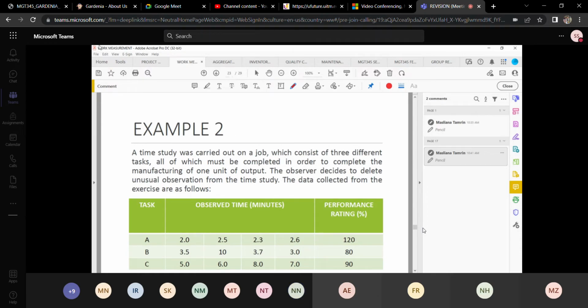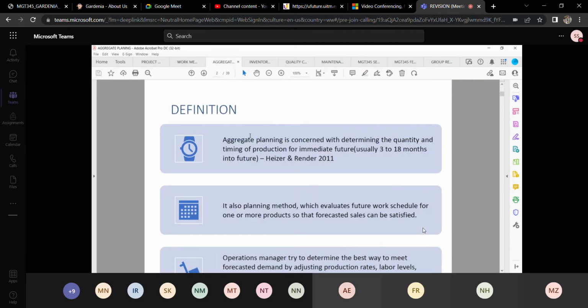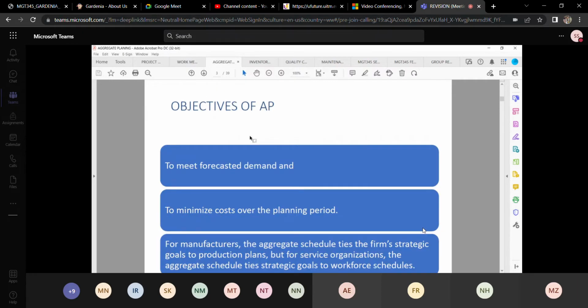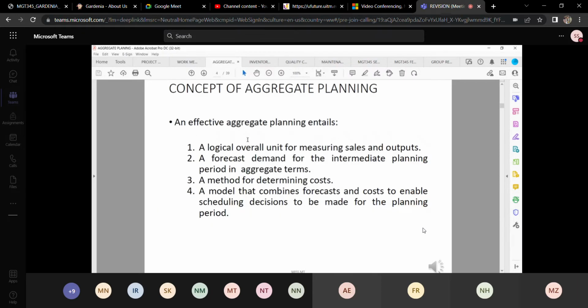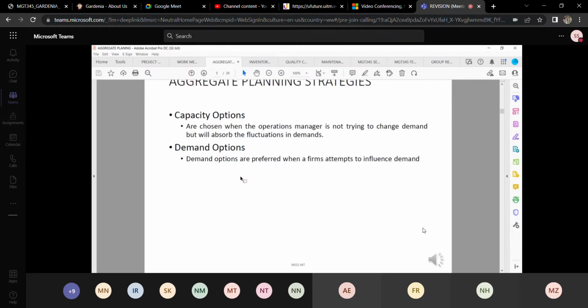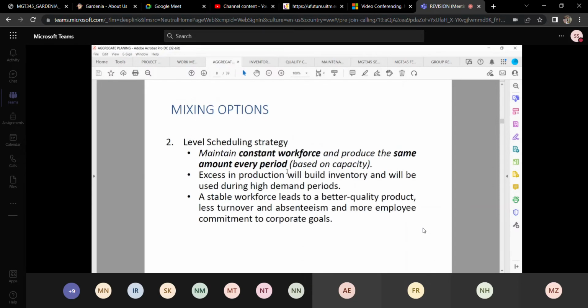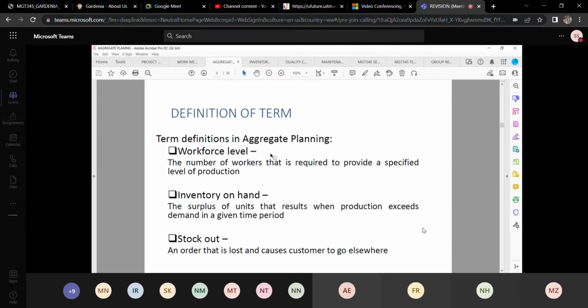Okay. Next one is aggregate planning. Definition, yes, you should know the definition. Objectives, the concept. Okay, the aggregate planning strategy, which consists of two options, capacity options and demand options. Okay, missing options. Okay, chase strategy. What is the chase strategy? What is the level scheduling strategy? You should know this thing.